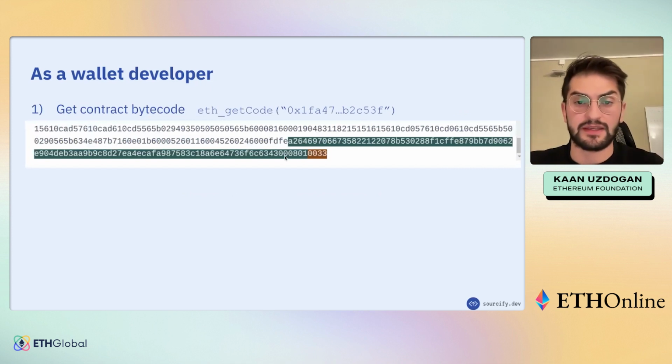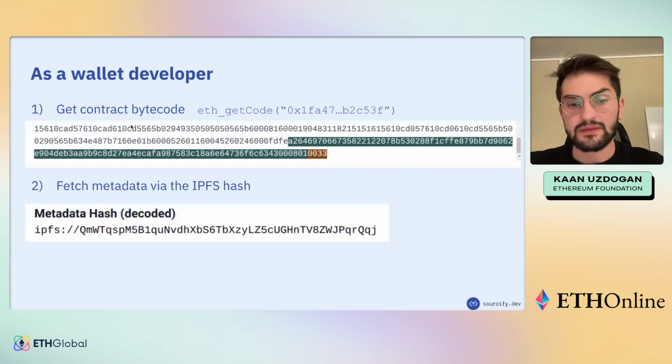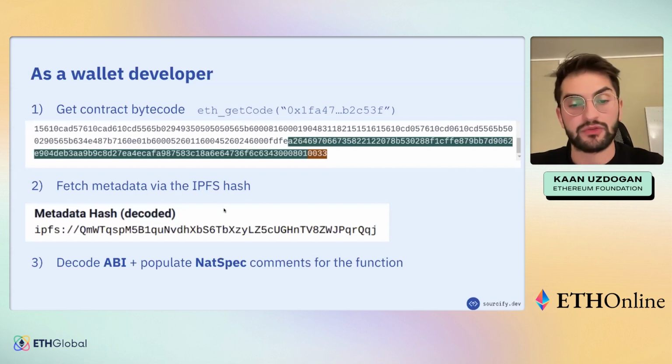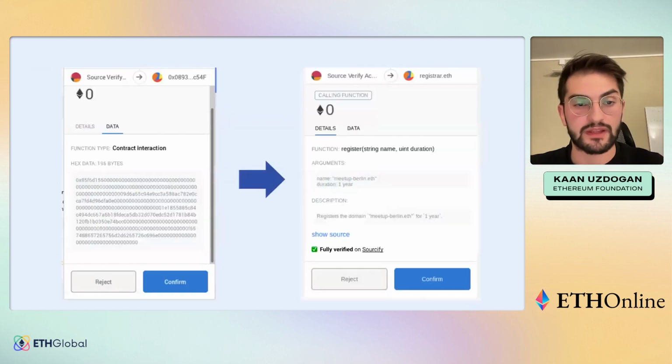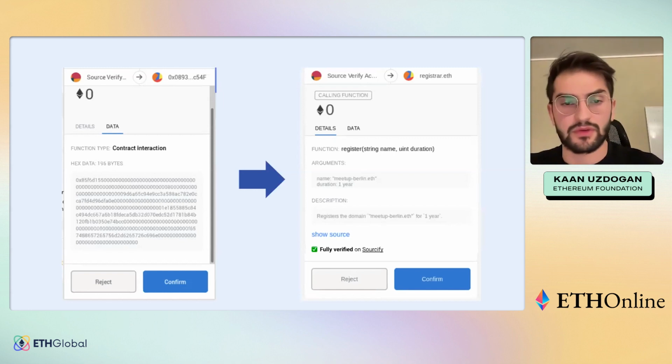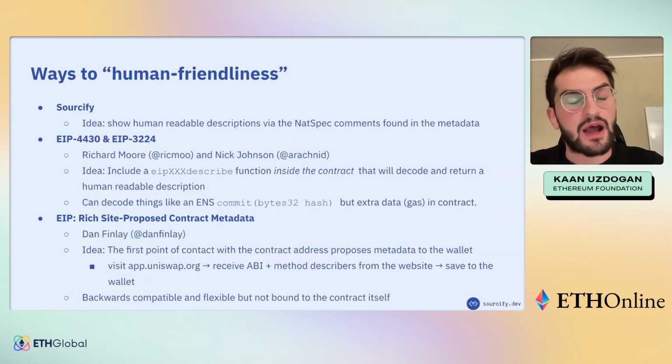You already have the IPFS hash of the metadata file on the contract bytecode. So what you should do actually is to get the contract bytecode, and in this field, you can get the IPFS hash of the metadata file, then fetch it over IPFS. Then you have the ABI and the user documentation. Then you can show the users more human-friendly messages. So using this information of a verified contract, you can actually show something on the right instead of something on the left. So our way of human friendliness, so to say, is just one way.